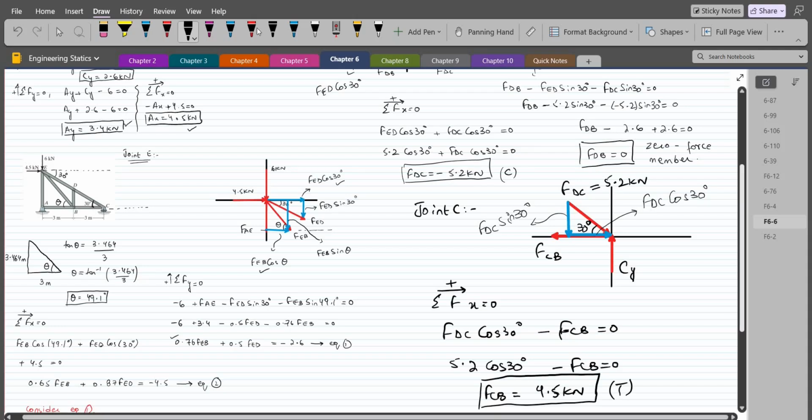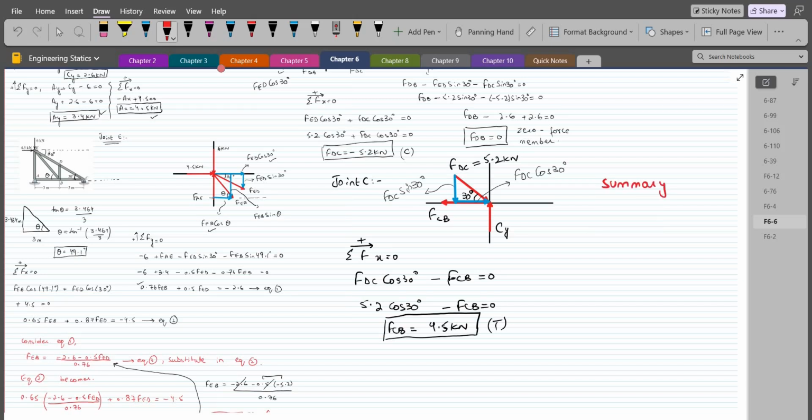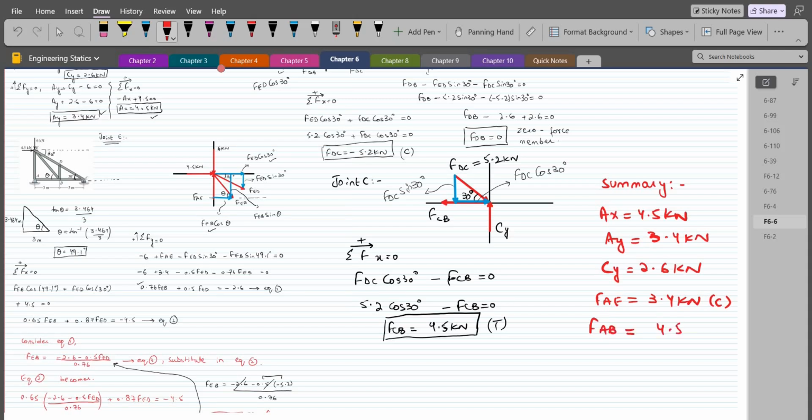So let me summarize the whole solution. So AX is 4.5 kilonewtons, AY is 3.4 kilonewtons, CY is 2.6 kilonewtons, FAE is 3.4 kilonewtons and it is compressive. FAB is 4.5 kilonewtons and it is tensile. The member is in tension.